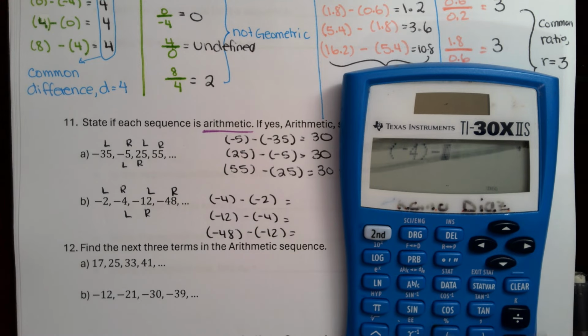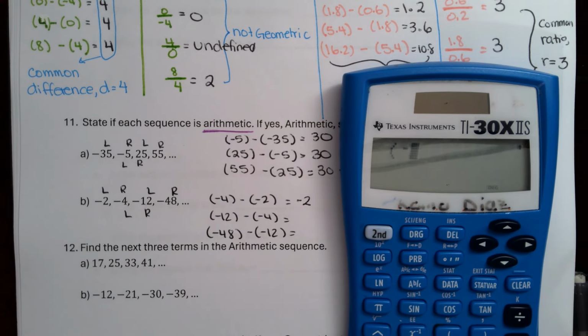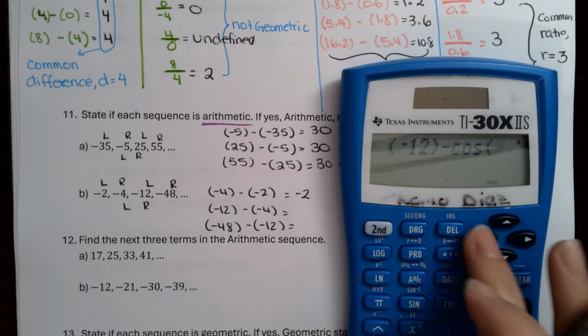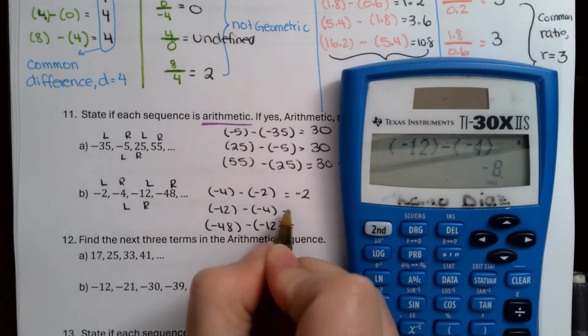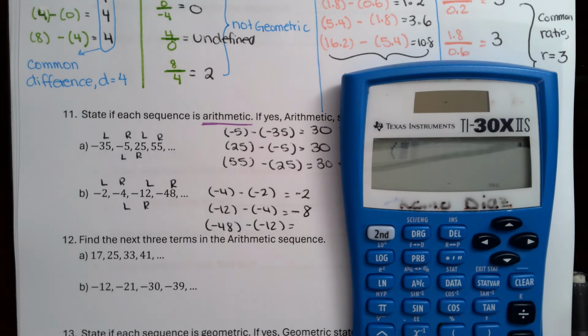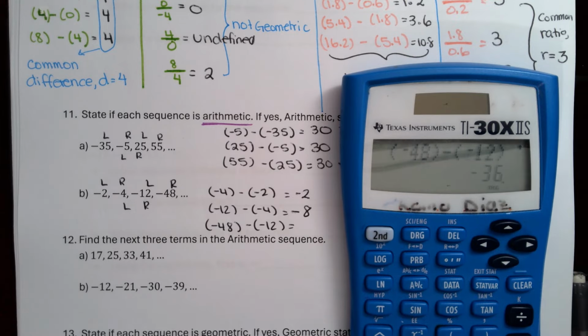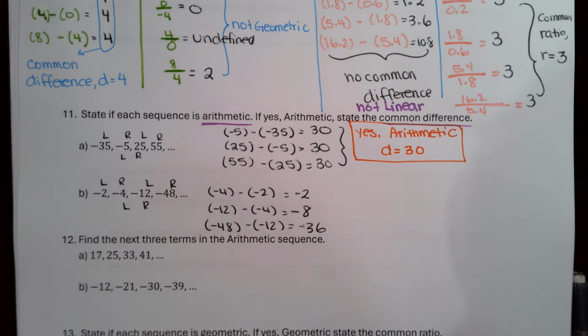-4 minus a -2, I get -2. -12 minus, oops, that's wrong, minus a -4, I get a -8. -48 minus -12, I get a -36. Now we can see that all of these are different.